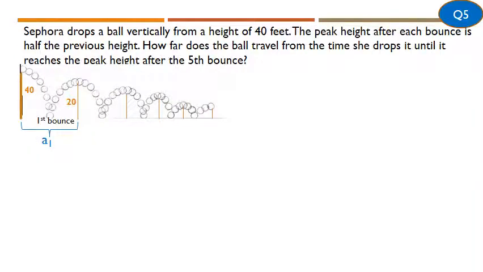All right, so Sephoria drops a ball vertically from a height of 40 feet. So the first drop is 40 feet, so it goes down 40, then it comes back up 20. Now we want to know how far the ball travels after the 5th bounce. So that means it goes back down 20 right here, and then we have 10 and 10, then we have 5 and 5, then we have 2.5 and 2.5, and then it bounces back up.